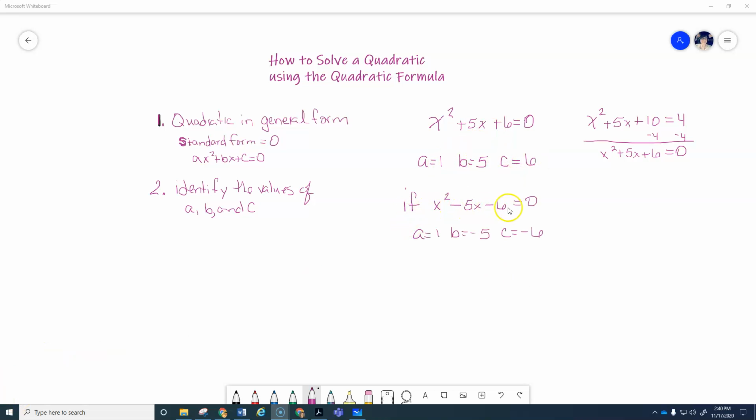But if I were solving the problem x squared minus 5x minus 6 equals 0, the value of a would be 1, but the value of b would be negative 5, and the value of c would be negative 6. So be sure when you identify the values of a, b, and c that you don't forget those negatives.